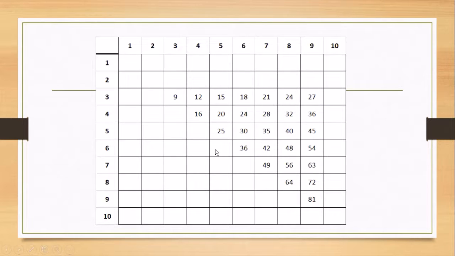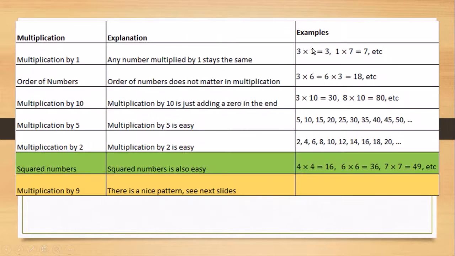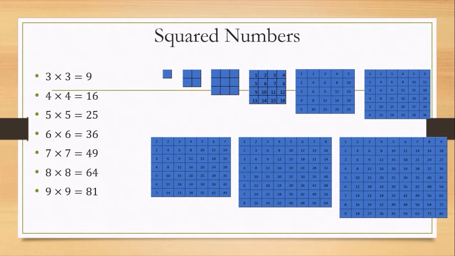Because the order doesn't matter, we can really focus just on these numbers. And I will show you later that even the numbers on the diagonal, the square numbers, are easy to memorize. And also multiplication by 9, there is a nice pattern. Square numbers. A square number is a number that is the multiplication of the same numbers. 3 times 3 is 9, 4 times 4 is 16, 5 times 5 is 25. These numbers are easy to remember.